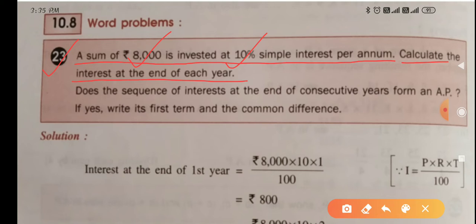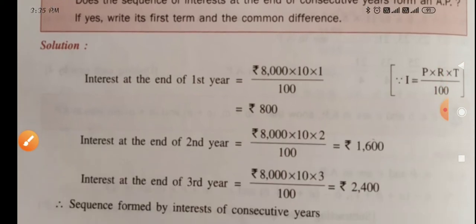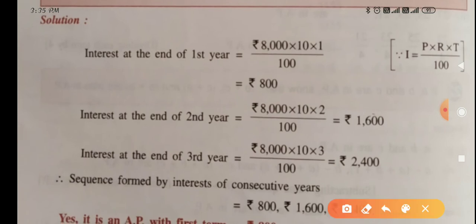So you see the solution. In the solution you can see the interest at the end of the first year is P into R into T upon 100. P is the principal; the formula is given, P into R into T upon 100. So this is the formula. Principal 8,000, R rate of interest 10%, T 1 year, upon 100. So you get 800. This is the interest at the end of the first year.